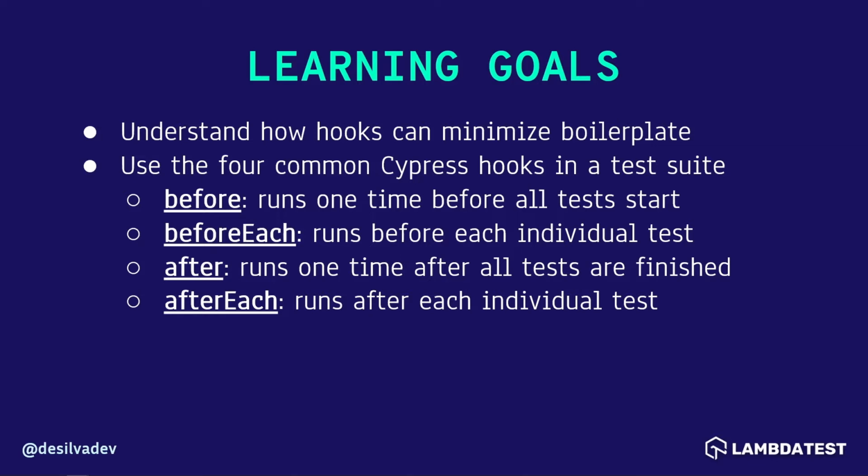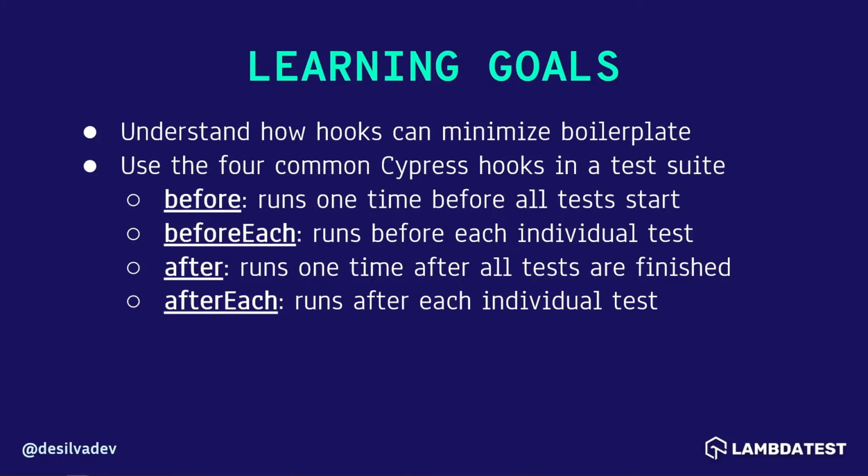And then a quick note on the order that Cypress runs these hooks. So the order is before will run one time before any of your tests run. Any beforeEach hooks will run before your tests start. Your tests are going to run. Then any afterEach hooks are going to run. And then finally after is going to run one time after all of your tests and after the afterEach hooks have run.